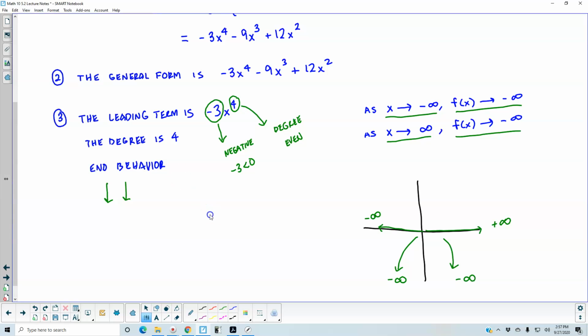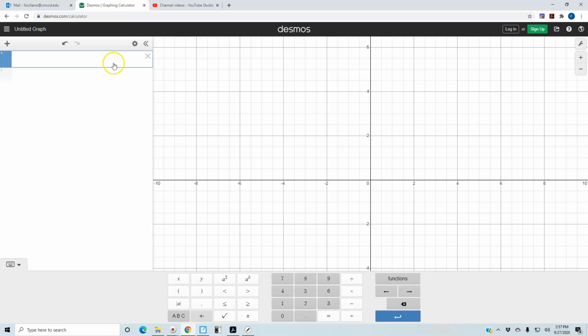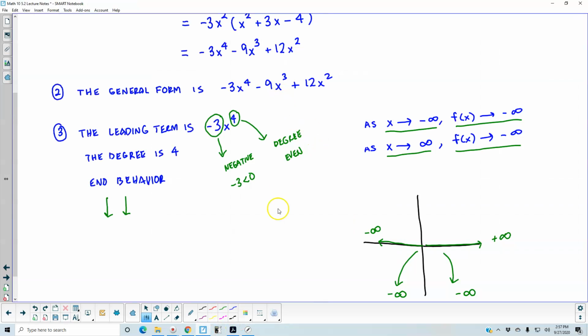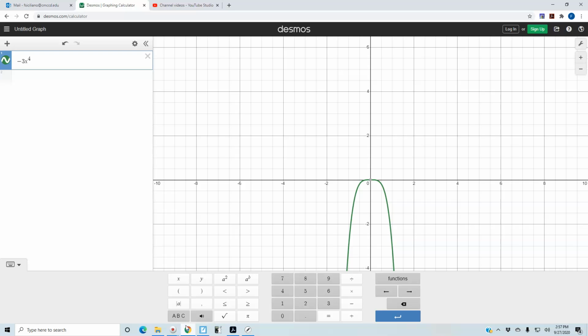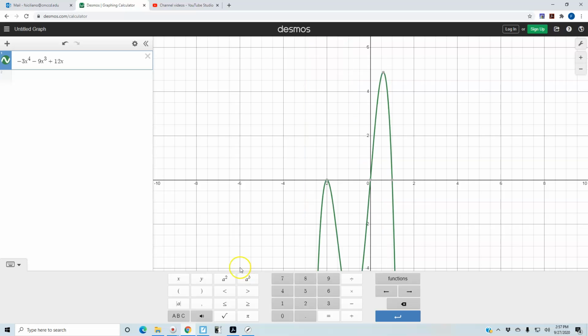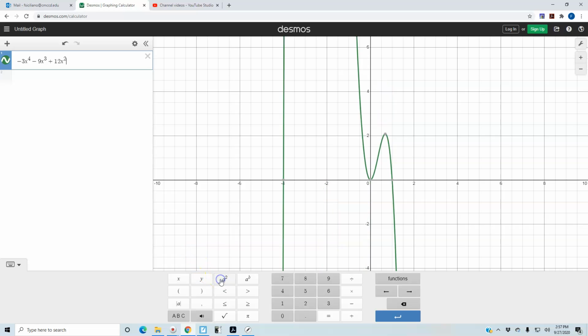And then let's go ahead and put that graph in. So we have negative 3x to the fourth minus 9x cubed plus 12x squared.